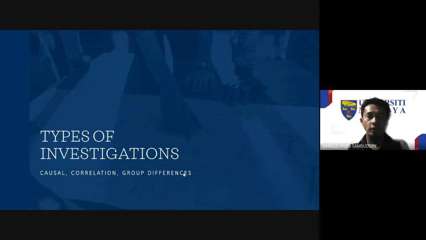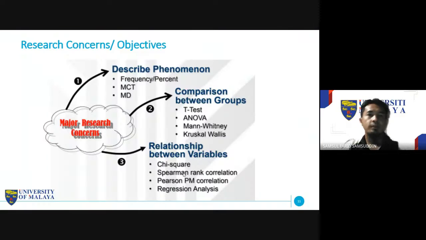Okay, so types of investigations. We have gone through the exploratory, the descriptive, and causal. So causal has slightly been discussed before. So let's see what is the correlation and group differences. All right. So in research concerns or objectives, if you have any question, please just unmute your mic. Yeah, we can maybe have a detailed discussion.